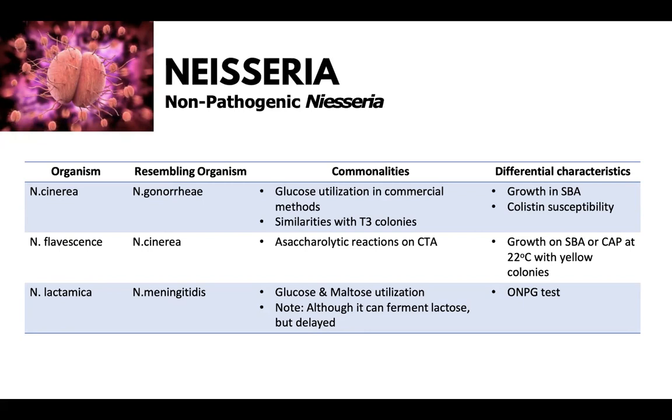Although si lactamica, slow lactose fermenter siya. So you can perform ONPG. Natural, si meningitidis magne-negative sa ONPG kasi nga, only glucose and maltose ang pwede niyang i-utilize. Si lactamica, glucose and maltose plus it's a slow lactose fermenter. So magpa-positive siya dito sa ONPG.